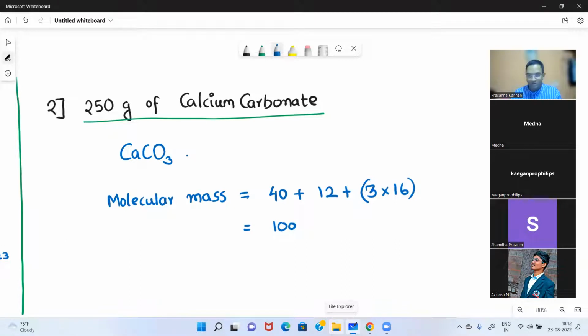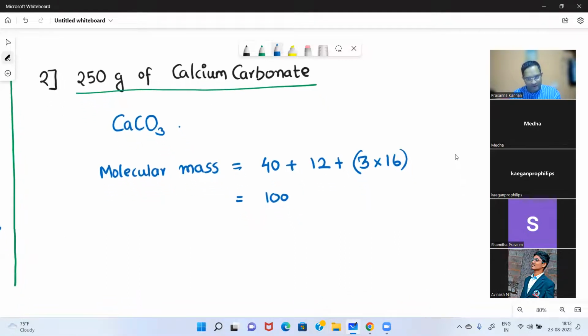All right. Once we know this, we can find out the number of moles very easily. So the number of moles will be equal to the given mass, right?